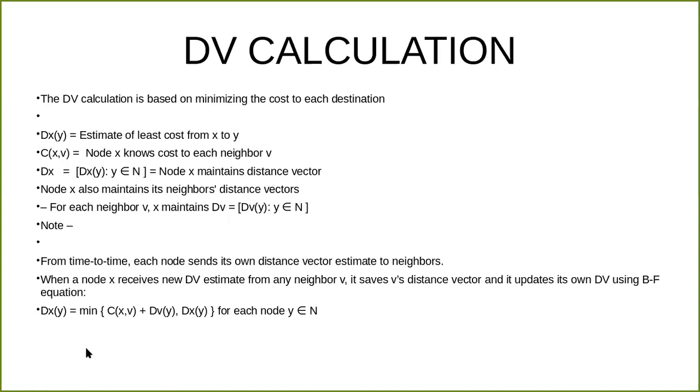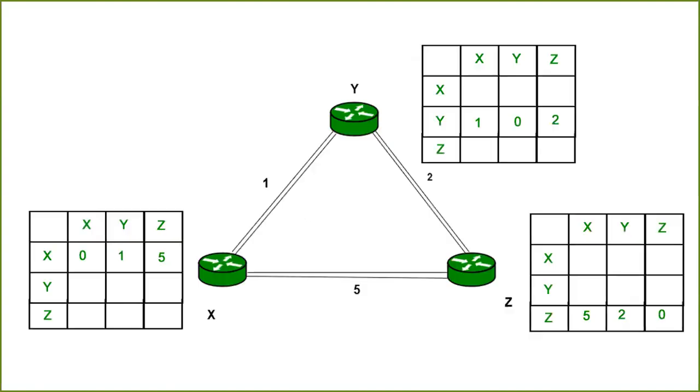So how the route calculation happens, you can see in this particular equation. dx of y is equal to the minimum of c of xv plus dv of y, comma dx of y. If my direct route to the destination y is minimum, I choose that. Or if through an intermediary node or router my distance is minimum, then I take that particular path. I add my link cost to reach the neighbor, which is advertising a shorter cost, and then I add the distance advertised by that particular router. So let's explain this by means of an example.